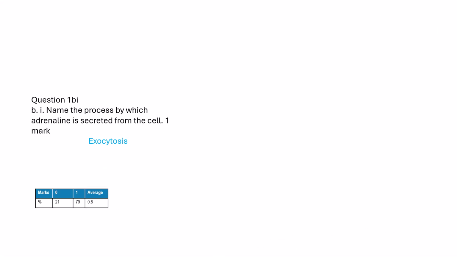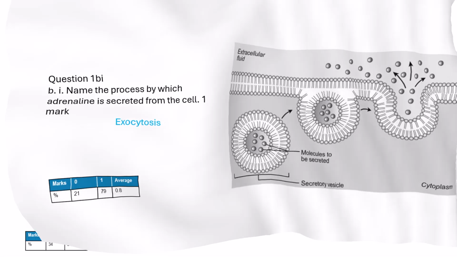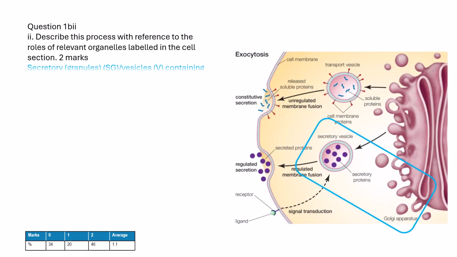Exocytosis is a cellular process where a cell transports molecules out of the cell by releasing them from vesicles that fuse with the cell membrane. This active transport mechanism is crucial for releasing neurotransmitters, hormones, and waste products. Secretory granules containing the adrenaline fuse with the plasma membrane and release their contents.